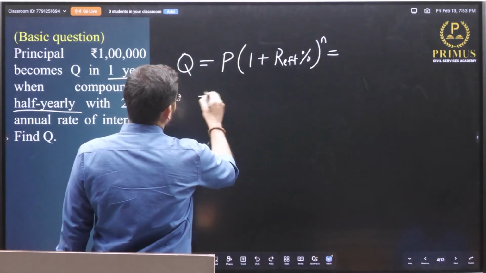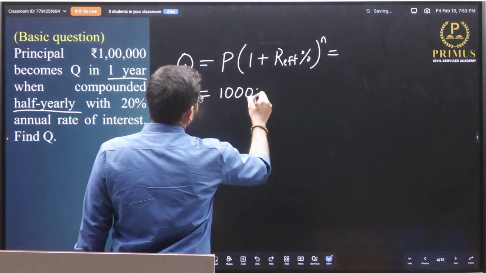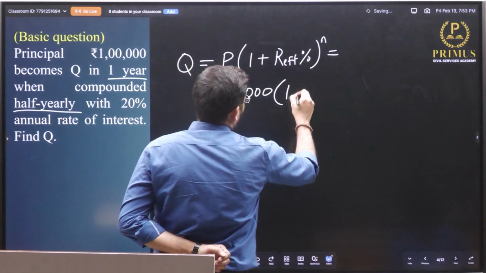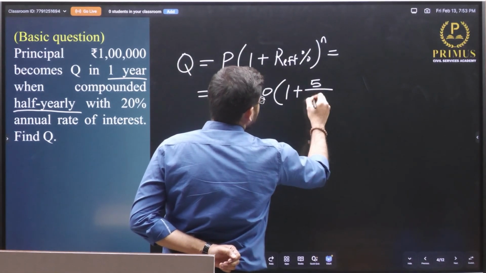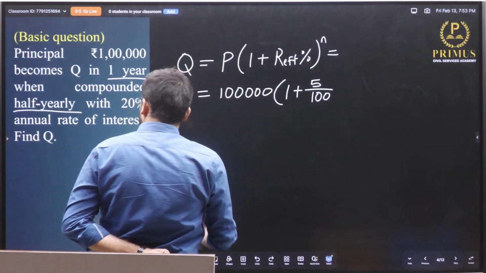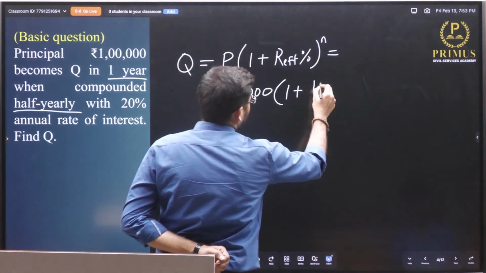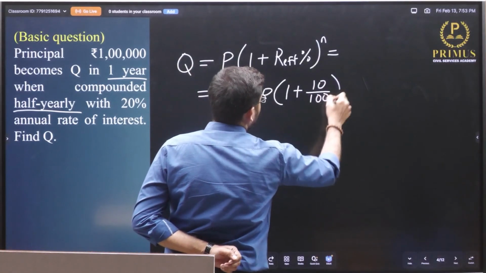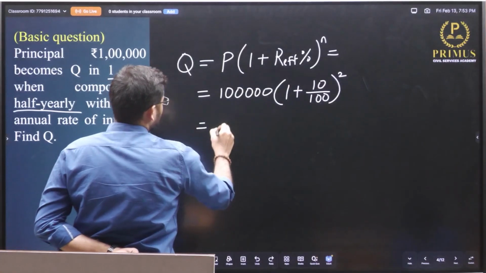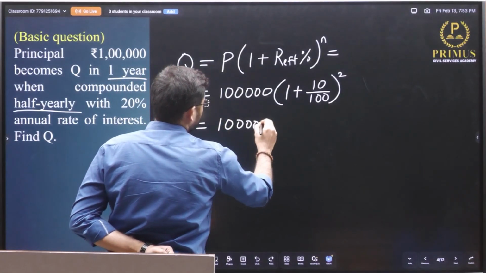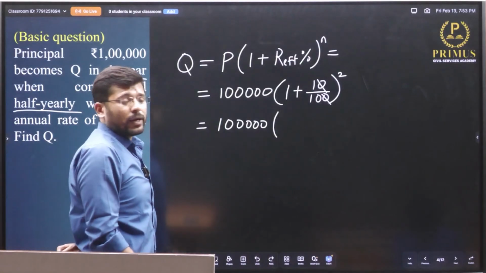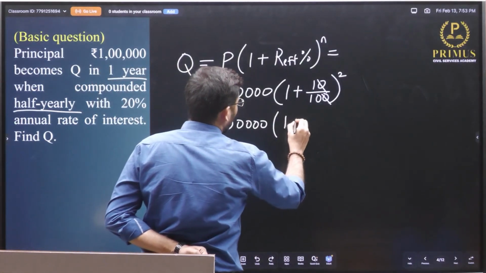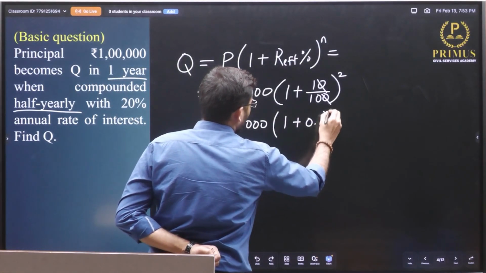So this formula will become 1 lakh into 1 plus, okay, not 5%. So 20 by 2 is 10, no? Yes, 10 divided by 100, raised to 2. So this will be 1 lakh into 1 plus 10 divided by 100, which is 1 by 10, that is 0.1. So 1 plus 0.1 whole square.